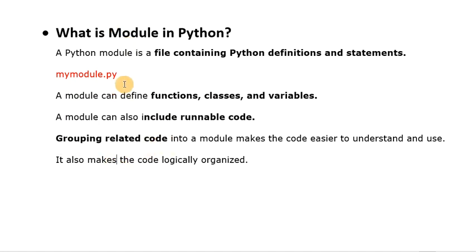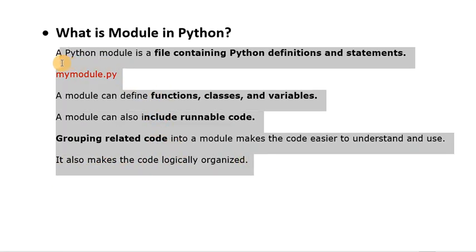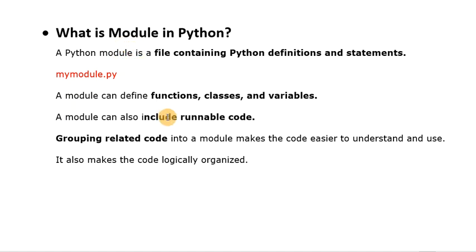Why do we need the module? If an interviewer asks you why we need the module, this is the answer: to group the related code in a particular module or particular file, we use the concept of module. Logically, it organizes our files. It also makes the code logically organized. This is the objective of using the module. And once the module is created, we can use it in our program.